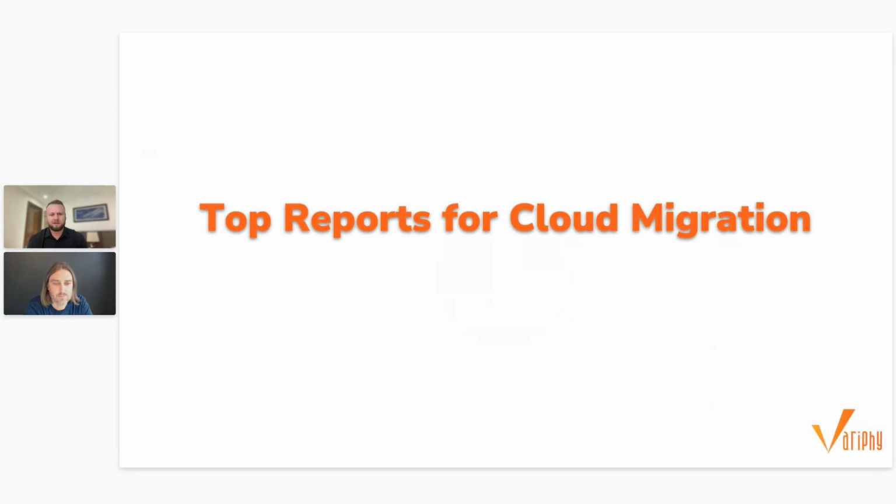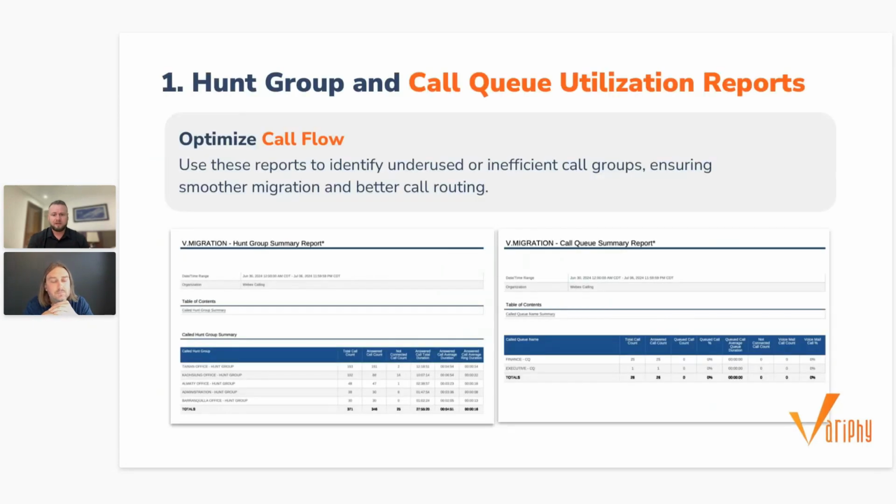So kicking things off here, Vic, we definitely won't have time to go over every report that people should probably be running, but we've selected some that I recognize as important. I just want to hear your expertise. How are you using these in the field, and why are they so important for the folks your team is helping to migrate? So we'll get right into it with number 1. We've got hunt group and call queue utilization reports. These are pretty critical for managing call flows and pinpointing inefficient queues. How are you using these reports as it relates to migration, Vic?